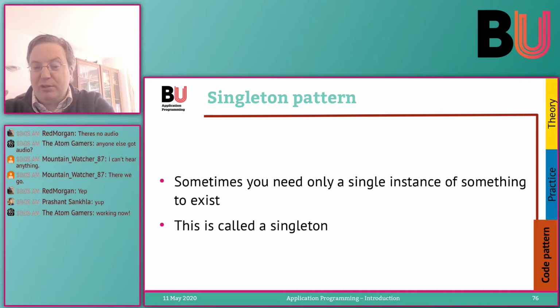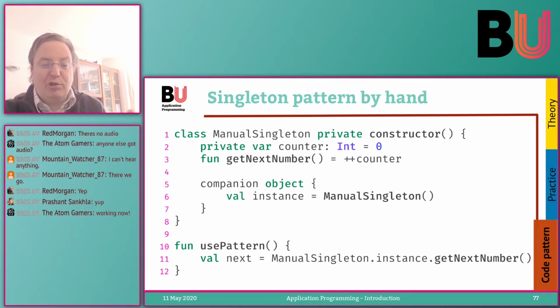Singleton pattern: in Kotlin you can use an object to implement this. You can also do it by hand, obviously, and it looks like this. You create an instance inside a companion. It has a private constructor, so no one else can create it. If you want to use it, you just need to get the instance out of the object, etc. Of course, a companion object is also a singleton itself, but let's not go there. So this is how you could implement that, and you can get the next number.